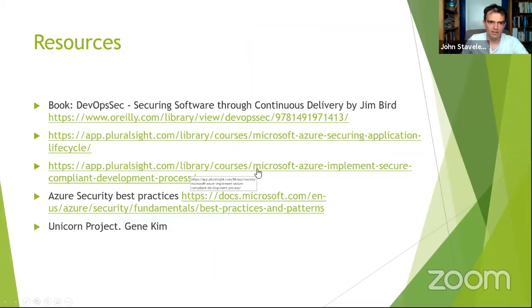Here are some resources. Most of my process is based on this book. This is an excellent book on DevSecOps by Jim Bird. There's a couple of Pluralsight courses here, which cover some of the tools that we've looked at today. This is the best practices book by Microsoft on securing Azure resources. That is very easy to read, and I'd recommend you looking at that. And the Unicorn Project by Gene Kim's just come out, and that will help you understand DevOps better, continuous deployment better, and also some security perspectives as well.